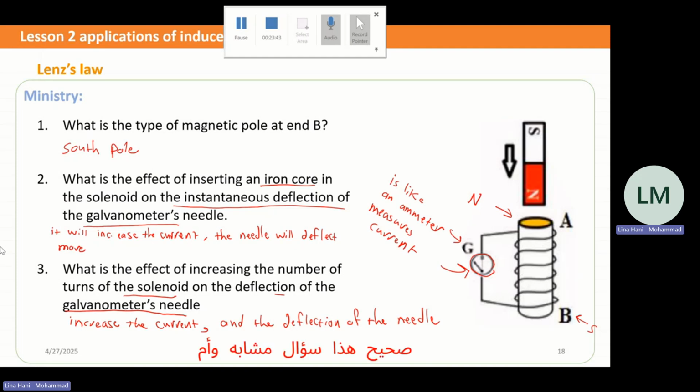Right, this is a similar question. Stop the video and try to solve it.